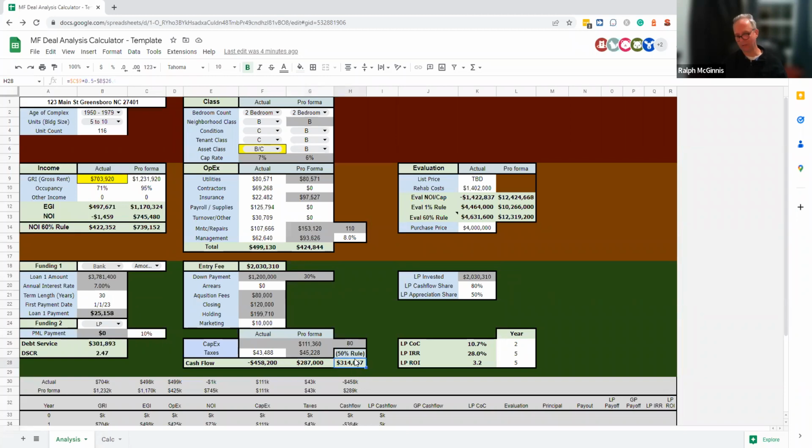So the 50% rule is just a quick back-of-napkin number. Take your gross income, divide it in half, subtract out your debt service, and you can see what your cash flow is going to be. But to be more accurate, use this calculator, and then you get that more accurate number of 287,000. Any questions so far?